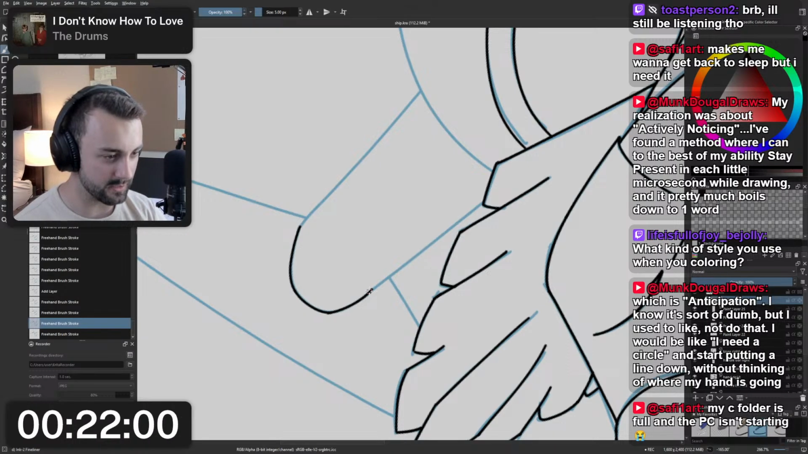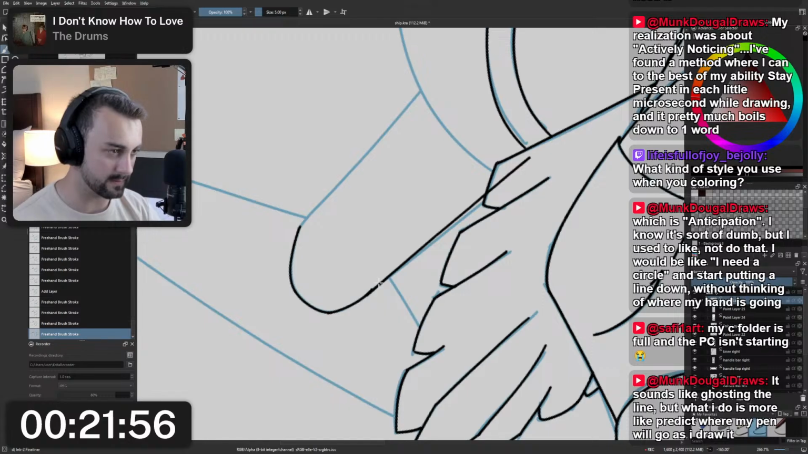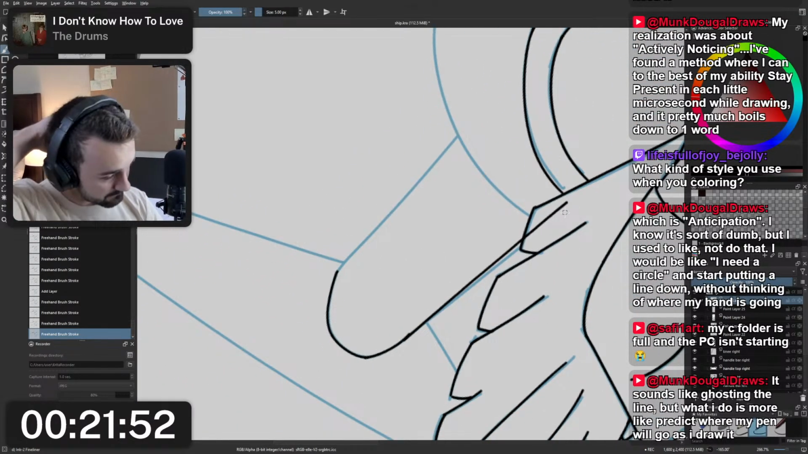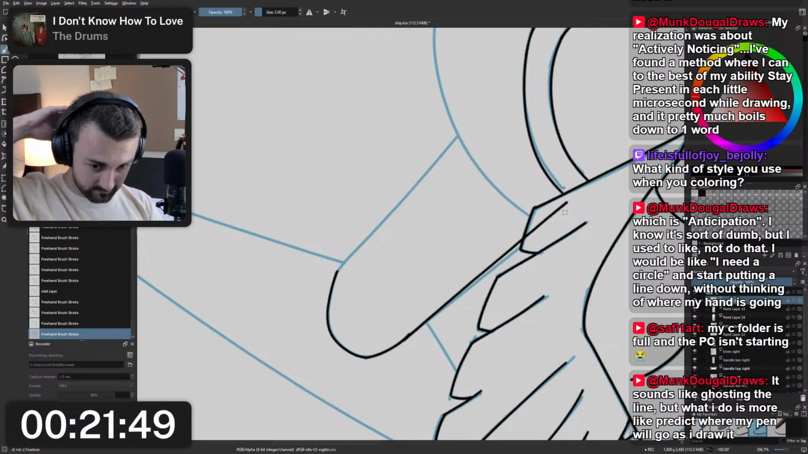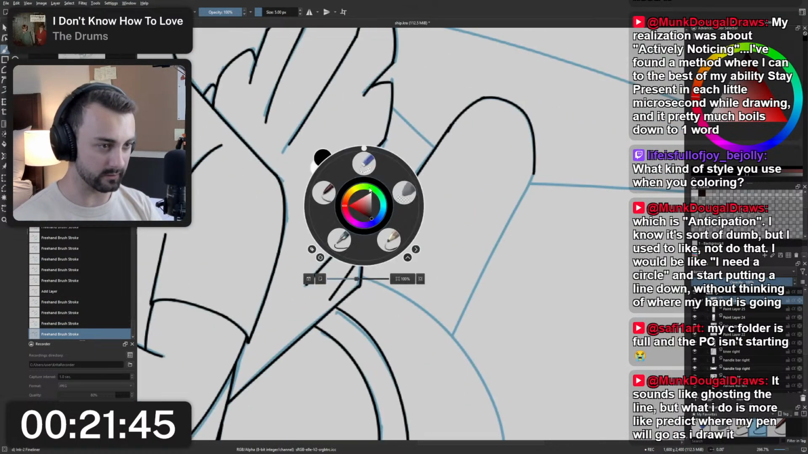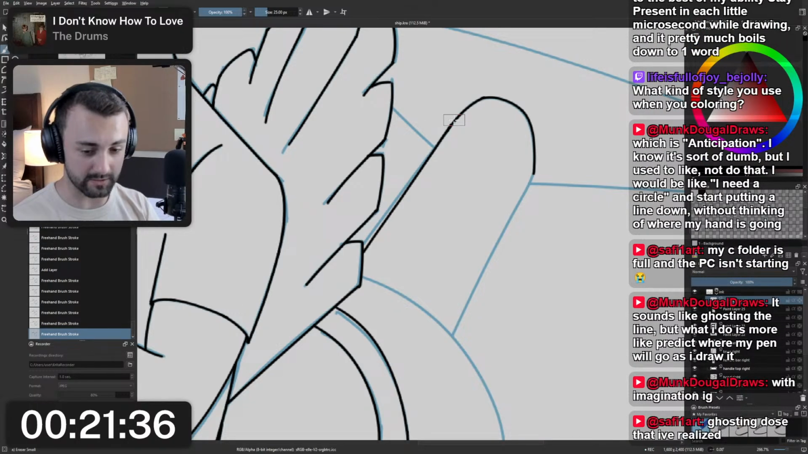I mean, cell shading I've kind of fallen more in line with, because doing things in a painterly way kind of stresses me out. So I usually go with cell shading. Predict where my pen will go as I draw it. So, is it like a visualization thing? I'd recommend just ghosting at that point, but yeah.